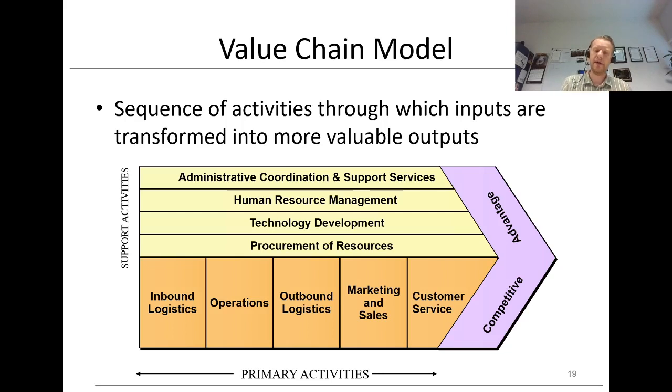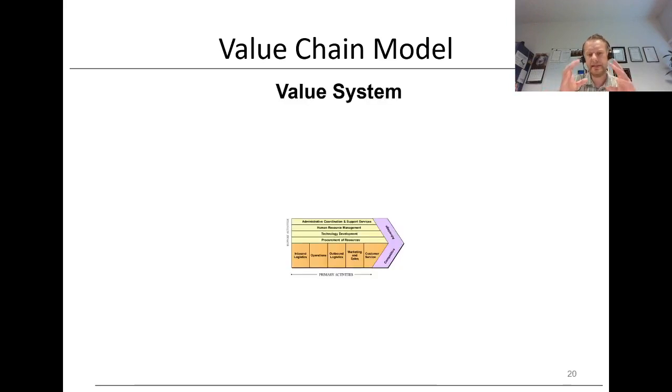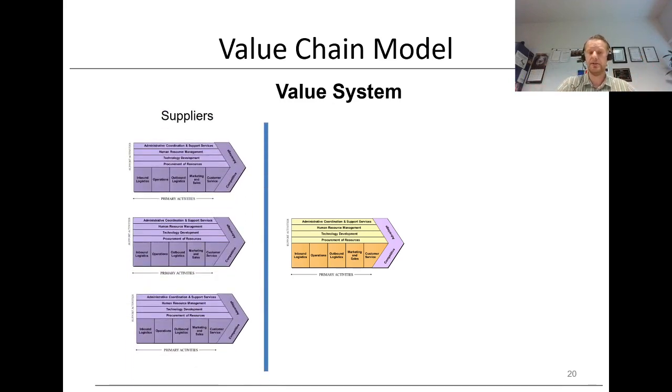So here you can see that the value chain, which is a sequence of activities through which inputs are transformed into more valuable outputs, which are then being sold on to your customers. You can see this is your value system. But as a company, you never operate in isolation. You operate in a value system, right? So you will have suppliers, suppliers of raw materials, suppliers of services, and so on.